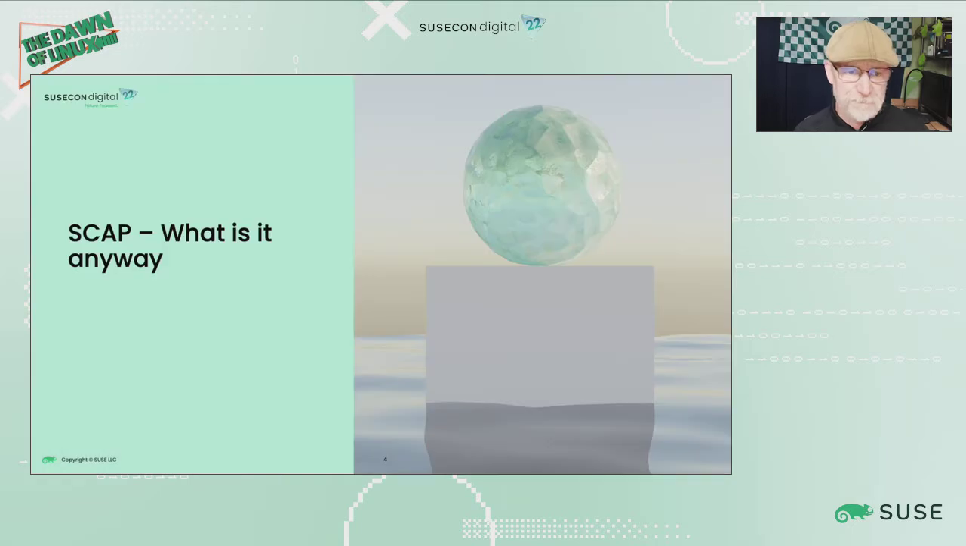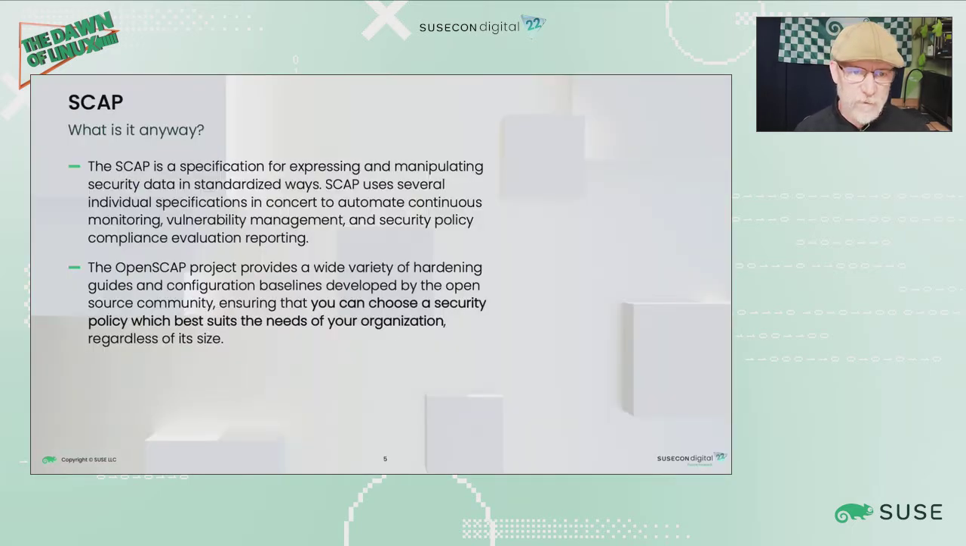So here we go. So what is SCAP anyway? Well, SCAP is a specification for expressing and manipulating security data in a standardized way. SCAP uses several individual specifications in concert to automate continuous monitoring, vulnerability management, security policy, compliance, evaluation, reporting. The OpenSCAP project provides a wide variety of hardening guides and configuration baselines developed by the open source community that ensures that you can choose which policies best suits your organizational needs, regardless of your size.